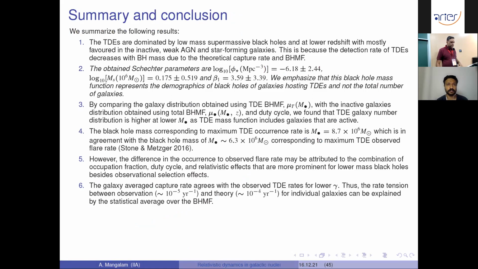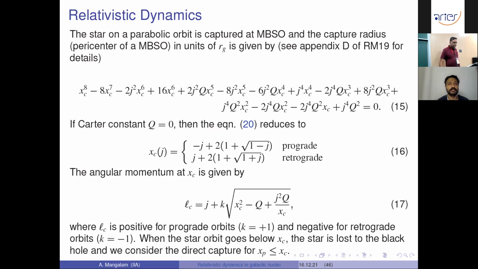So the conclusion of this part is that the TDs are dominated by low mass supermassive black holes. They are not observed for higher mass black holes, and the difference may be attributed to occupation fraction, duty cycle, and relativistic effects. So as you go to higher mass black holes, we have to use relativistic effects, which have to be included, and then you can make the rates match.